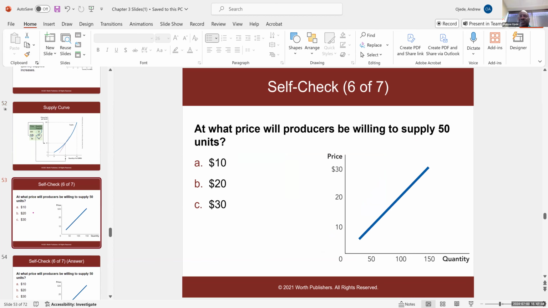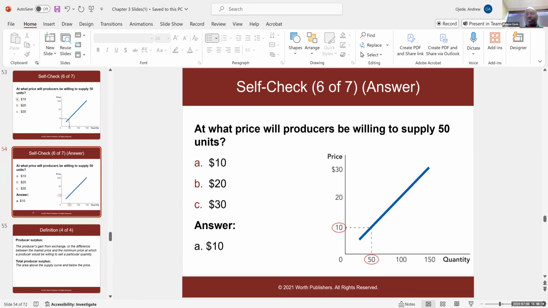So here's some self-check from this basic lesson. At what price will producers be willing to supply 50 units? So just match it. You're just going to draw it. So there's 50 units here. So you draw that up to the supply curve, and then you read the price on the other side. So the correct answer is going to be A. The price that they're willing to supply 50 units at is going to be $10. Okay. And then let's proceed.